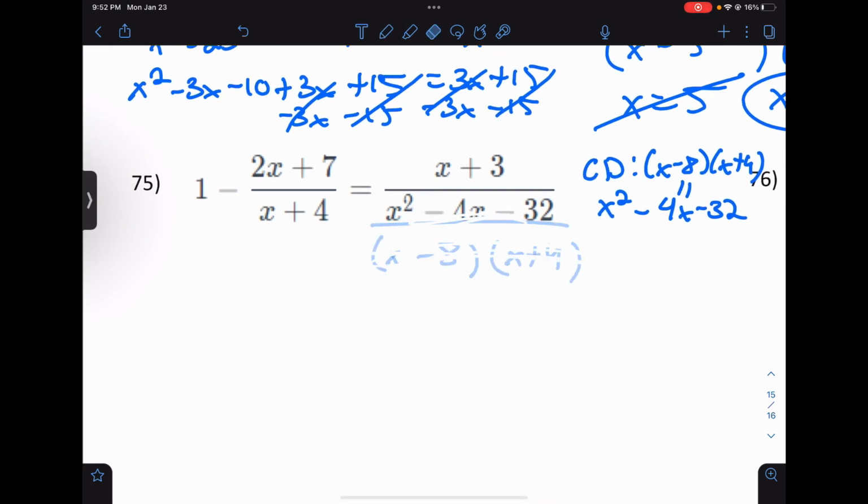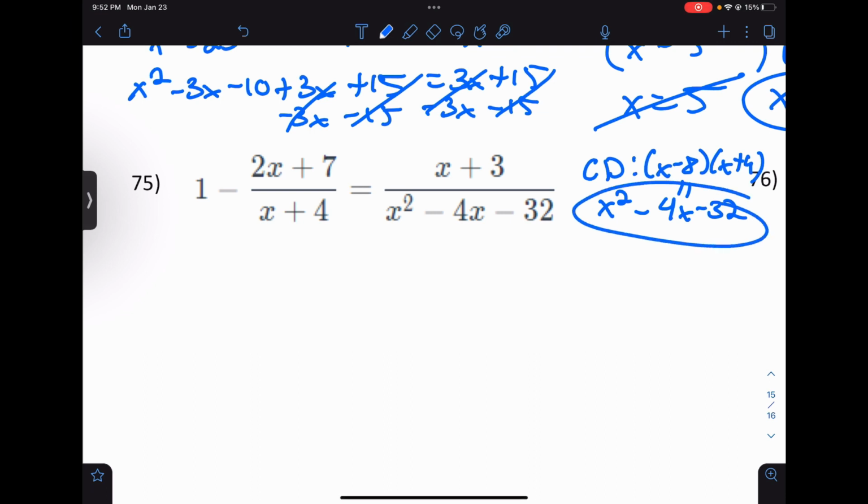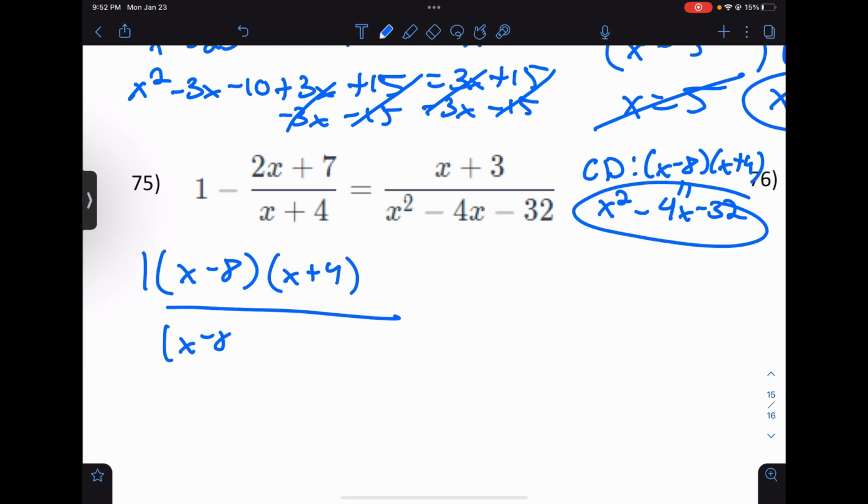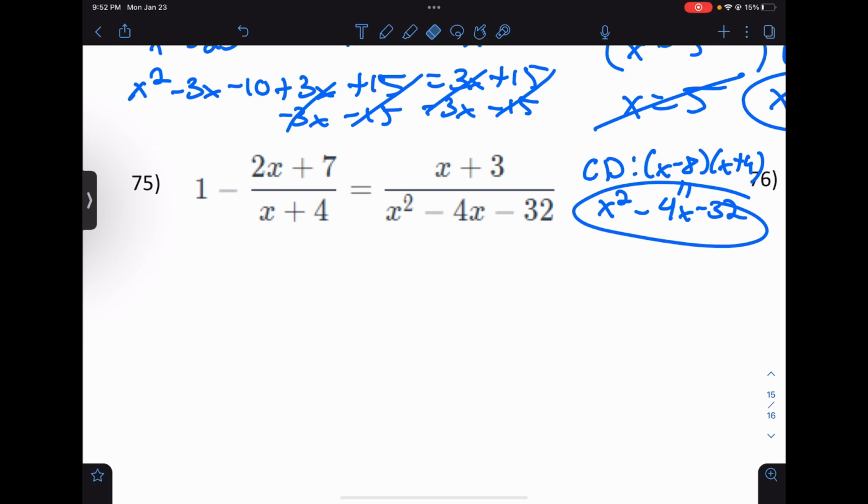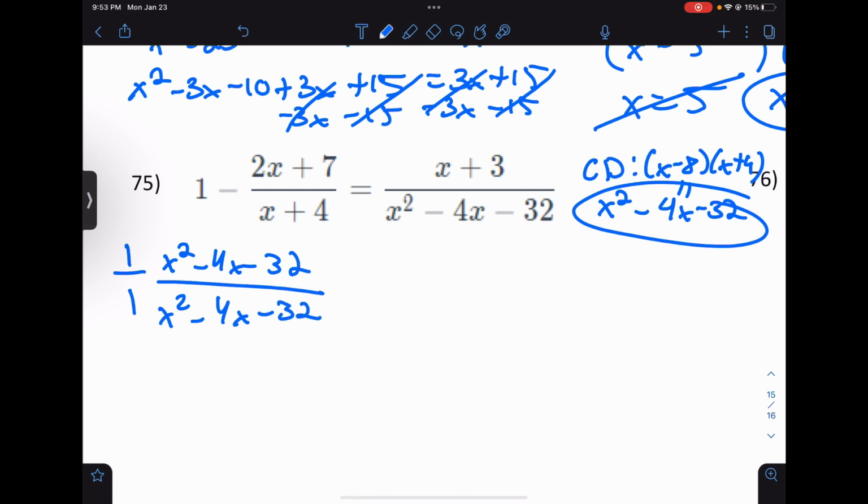So this first guy here is missing the entire thing. And I'm going to explain why I do it this way. To me, it just seems like more work, right? Instead of doing 1 times x minus 8, times x plus 4, over x minus 8 times x plus 4, to me, this just looks like a lot of work. Personally, I know what this is when I multiply out those two binomials, so that's what I'm going to multiply the 1 by, which is just x squared minus 4x minus 32. It just feels like less work to me. If you'd like to multiply by the binomials, though, by all means, that is fine.